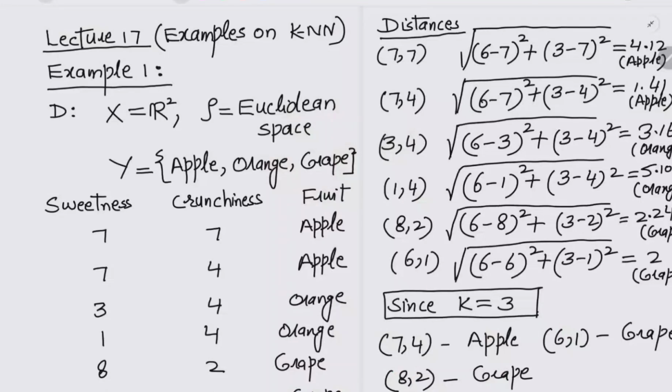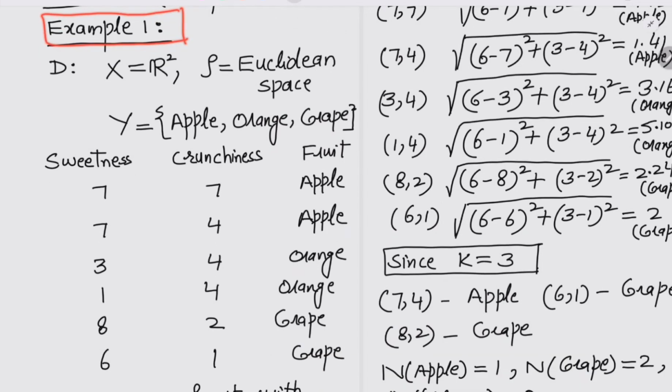In the previous video, we saw the theory of KNN, K nearest neighbor. In this video, I'll solve two examples on KNN so that you can understand what was happening in the theory in the previous video. So here is example number one.